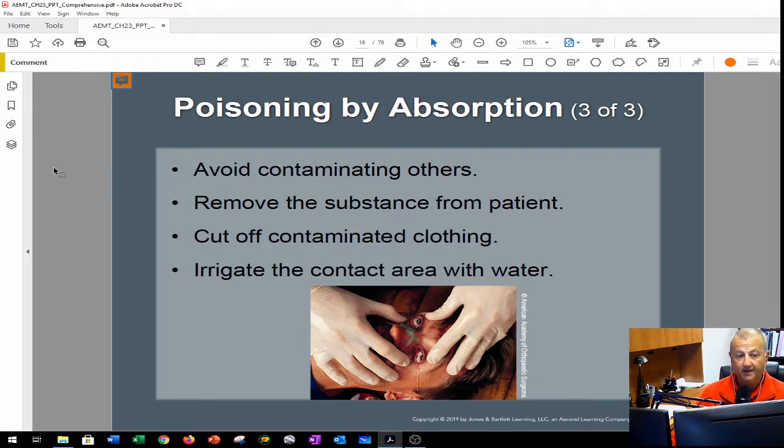When we talk about getting the contaminants off, be careful flushing stuff. Try to identify the product. Some products, adding water to them can cause it to be worse. So you've got to be careful on that. But if you can't identify it, get as much of it off as you can, and then provide copious amounts of flushing or water for up to 20 minutes. And that includes when you're irrigating the eyes, usually 20 minutes.